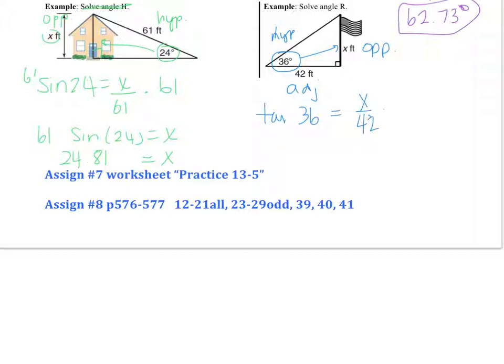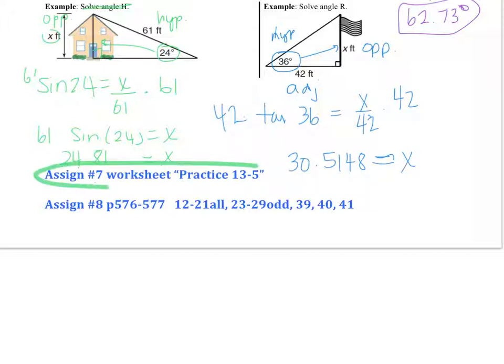Solving for x then, multiply both sides by 42. Let your calculator do the work for you. So you've got 30.5148 is approximately x.